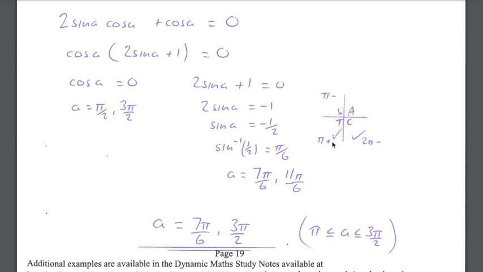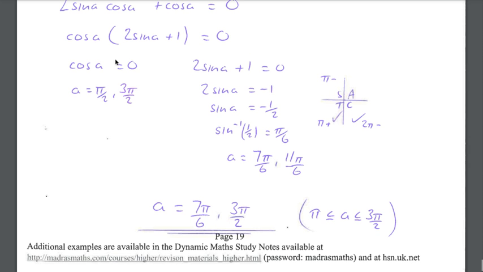So a whole pi plus a sixth of pi, so that would be 6 sixths of pi plus a sixth of pi, which would be 7 sixths of pi. Or 2 pi minus, or 12 pi by 6 minus pi by 6, that would be 11 pi by 6.